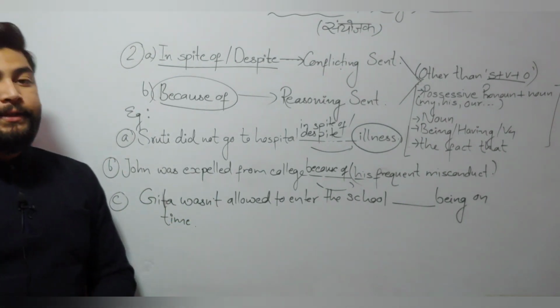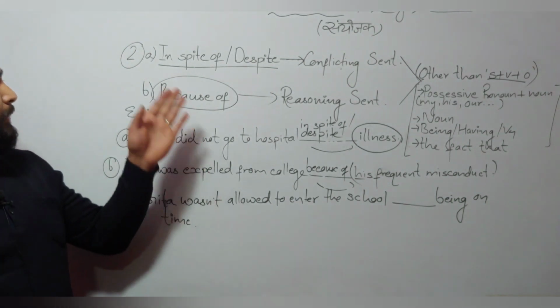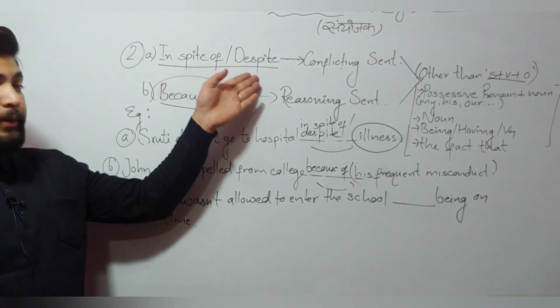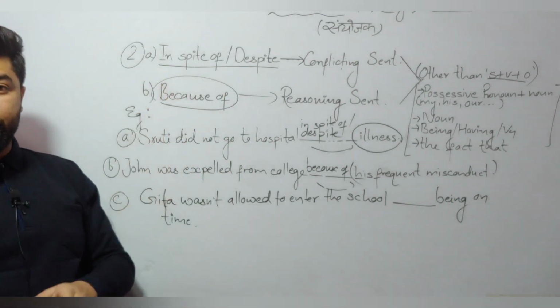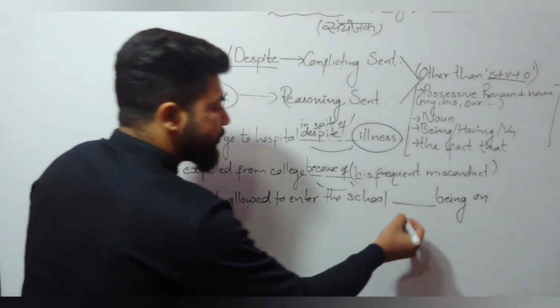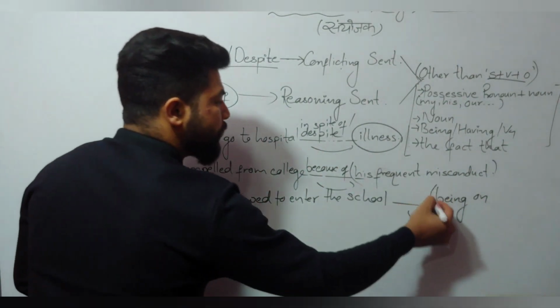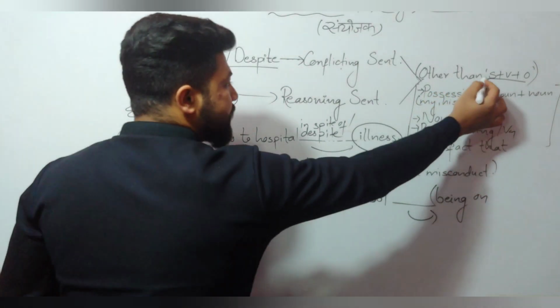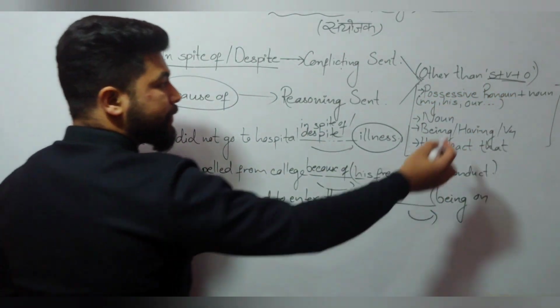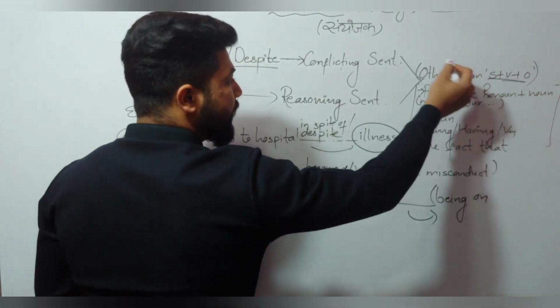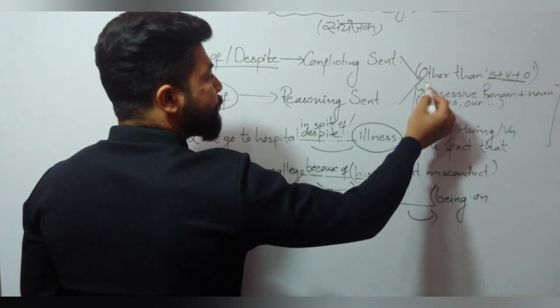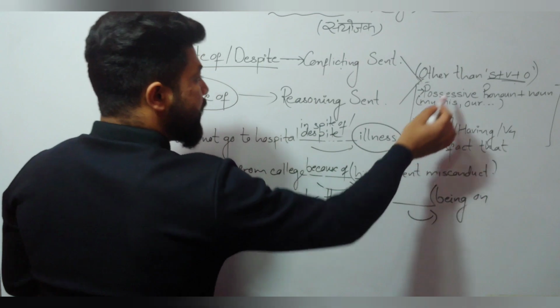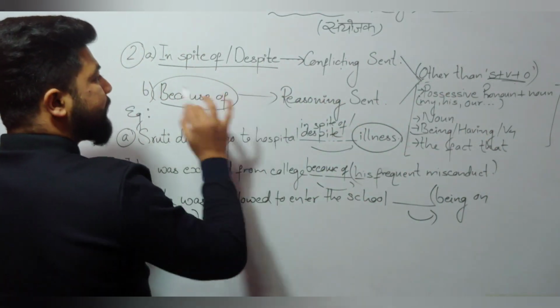So in a conflicting sentence we had although and in spite of, despite, so you have to choose between them, and for that you have to see what's there after the blank space. So being on time, is it a sentence? No, it doesn't have subject verb object. That is not a sentence, so it is other than the pattern. So for other than, we use in spite of, despite for conflicting.